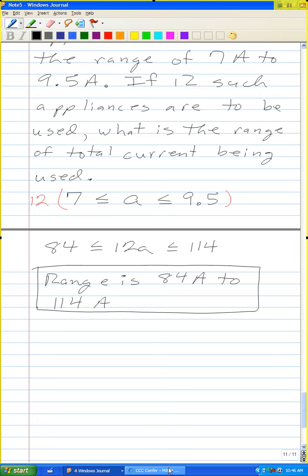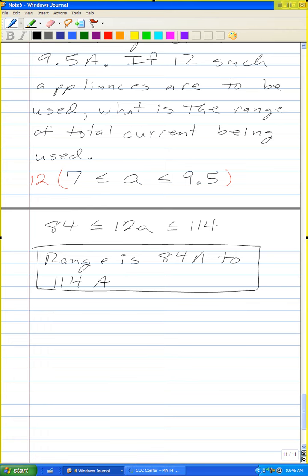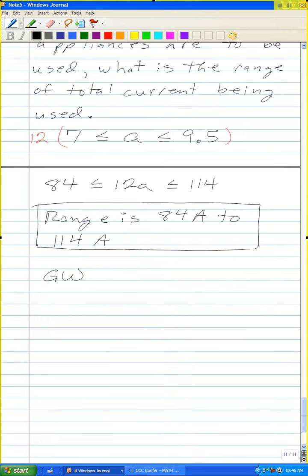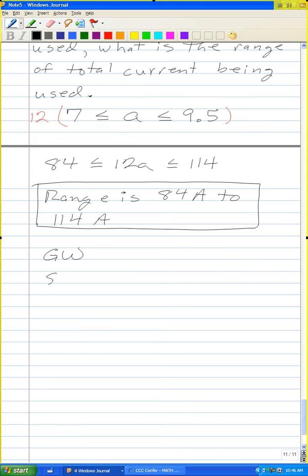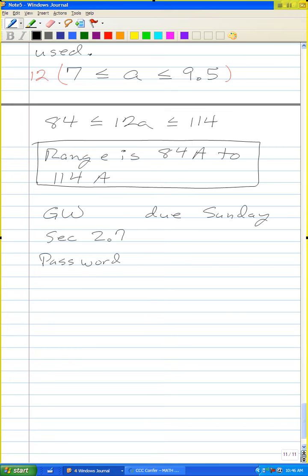And so I guess I'll have you guys do a group work, which is on section 2.7. And this will be due Sunday. Well, and so the password is solve linear inequalities, all one word.